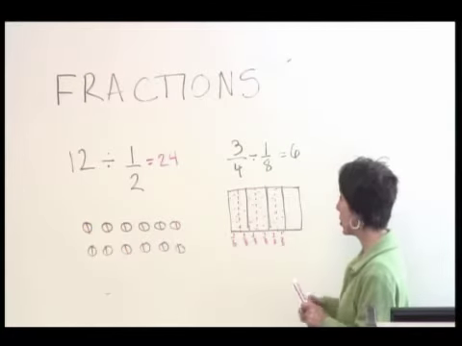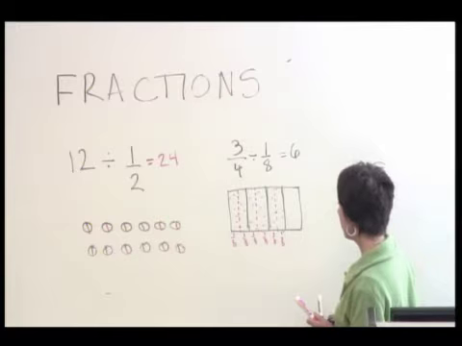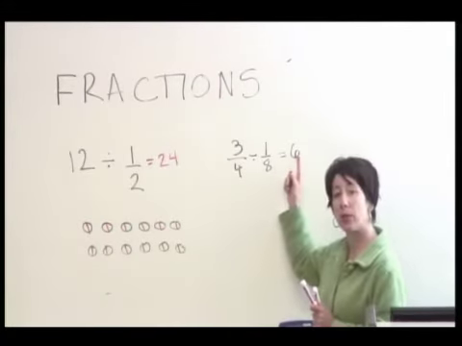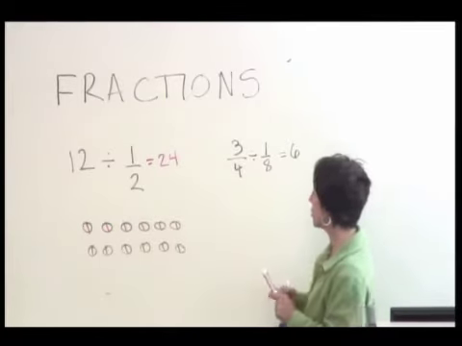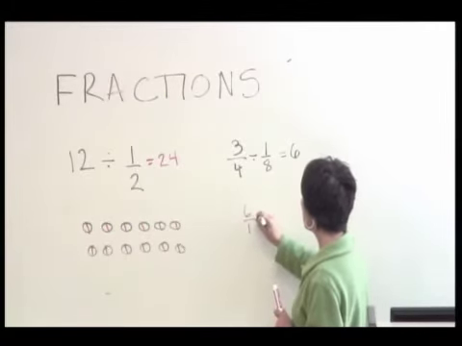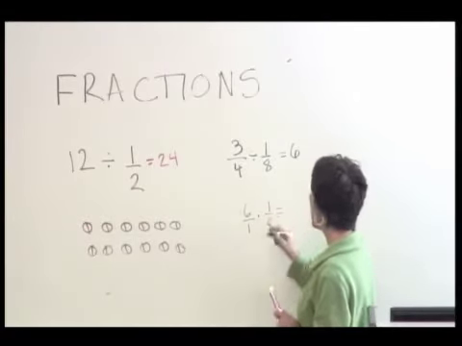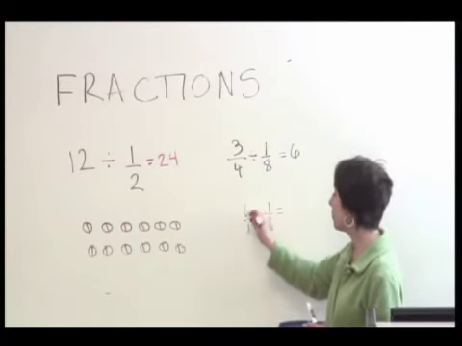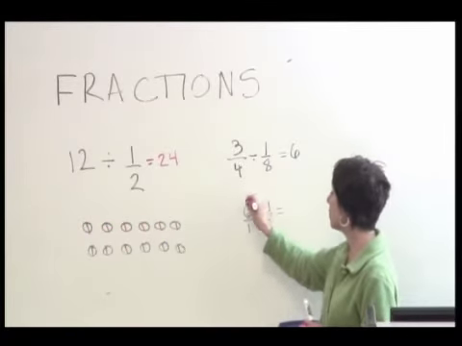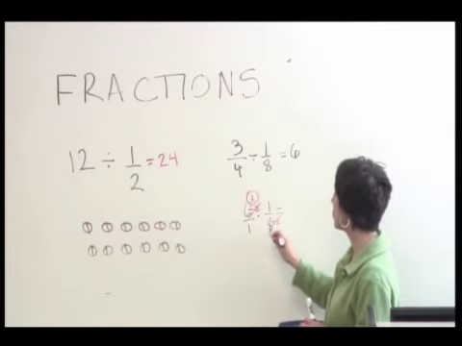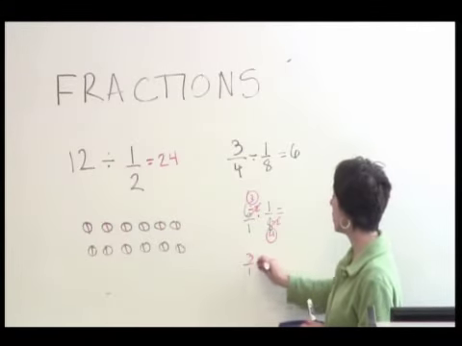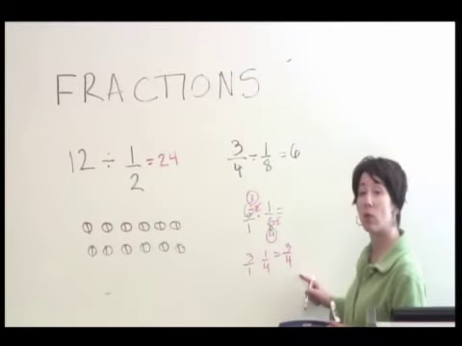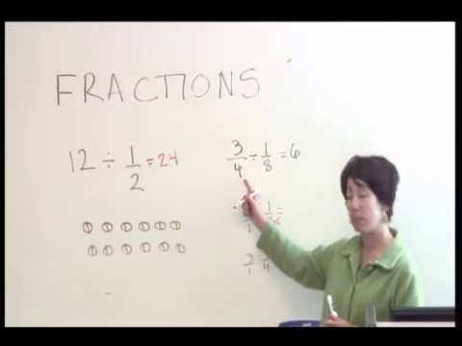Now, one of the things I want to show you is I can check my answer. Remember, your answer times your divisor should give you your dividend. So 6 multiplied by 1/8, and I'm going to use my cancel law here. 2 goes into both 6 and 8. So 6 divided by 2 is 3. 8 divided by 2 is 4. So I end up with 3/1 times 1/4, which is 3/4, which was my original dividend.